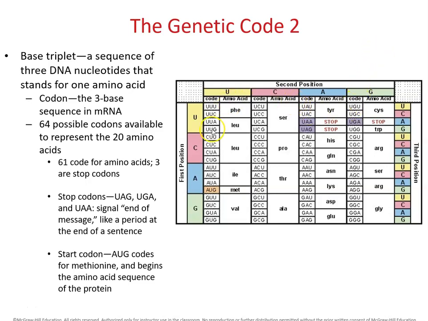So when we look at the first position, our triplet, for instance, let's look at this triplet, AUG. My first nucleotide is A, so in my first position, I have an A. Second position is U, so U is going to be here. That means first A, second U, I'm looking in this box here. And then third is G. So I'm going to look at the third position here, G, and I slide over.